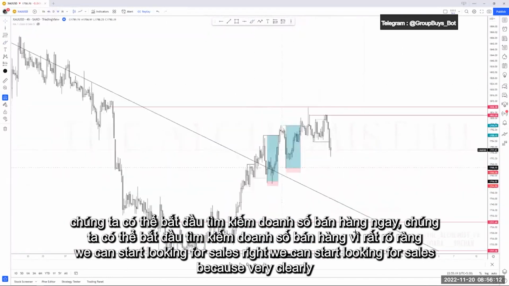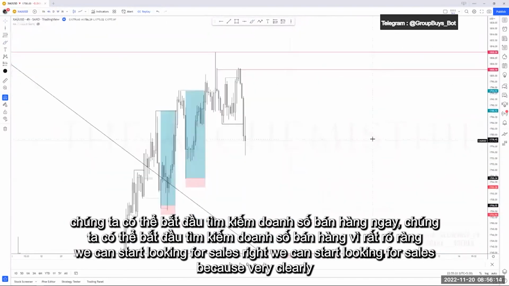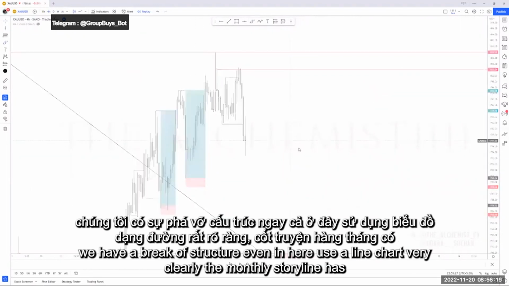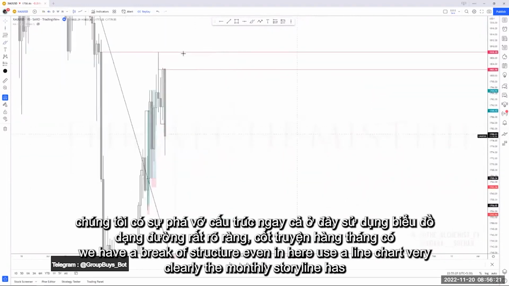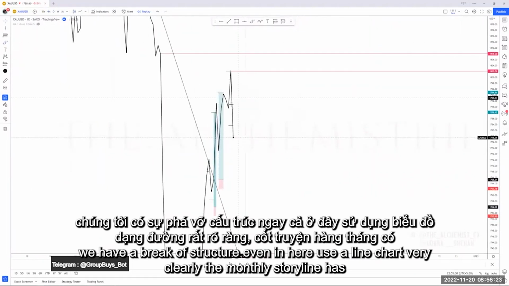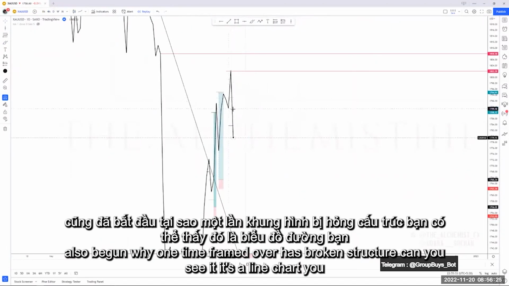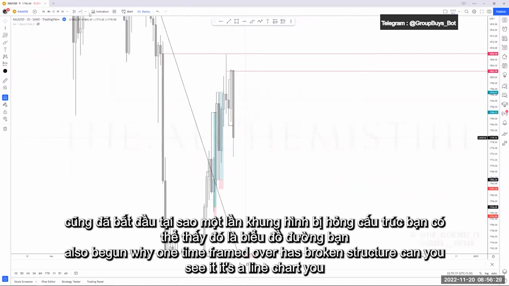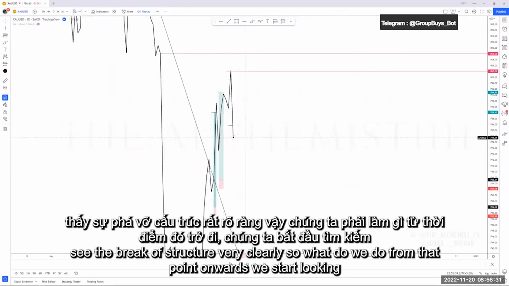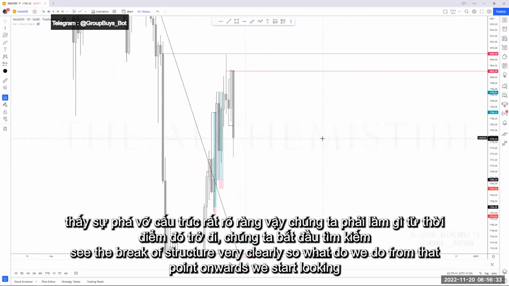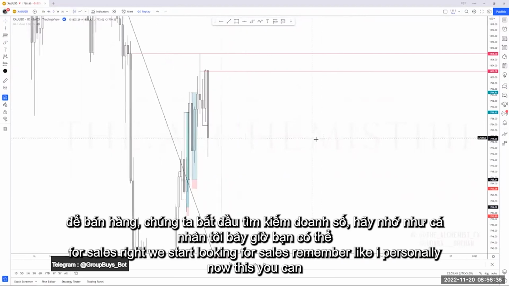Now what are we going to do? We can start looking for sells, right? We can start looking for sells because very clearly we have a breakout structure even in here. See? Use a line chart. Very clearly the monthly storyline has also begun. Why? One time frame lower has broken structure. Can you see it? Use a line chart. You see the breakout structure very clearly. So what do we do from that point onwards? We start looking for sells.